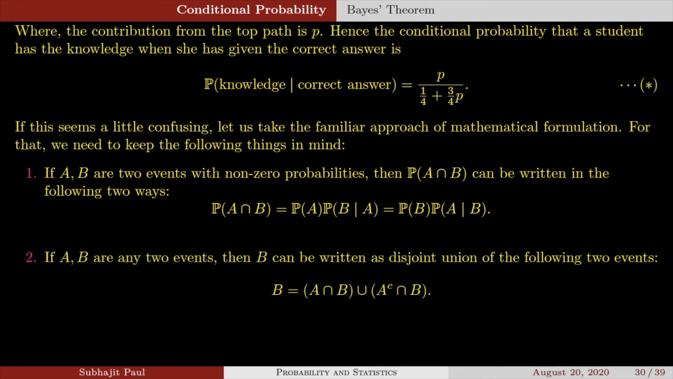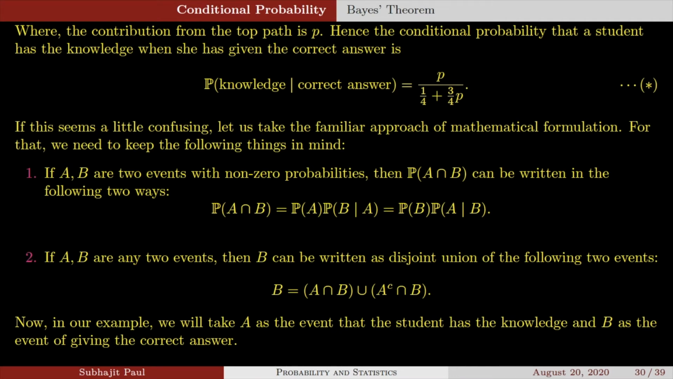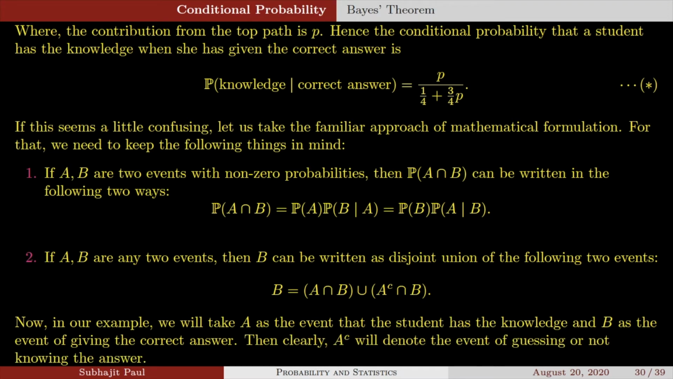If A, B are any two events, then B can be written as the disjoint union of the following two events. This we have seen yesterday as well. B is equal to the portion of B common with A and the portion of B not common with A, that is, common with A complement. Now, in our example, we'll take A as the event that the student has the knowledge and B as the event of getting the correct answer. Then clearly, A complement will denote the event of guessing or not knowing the answer.